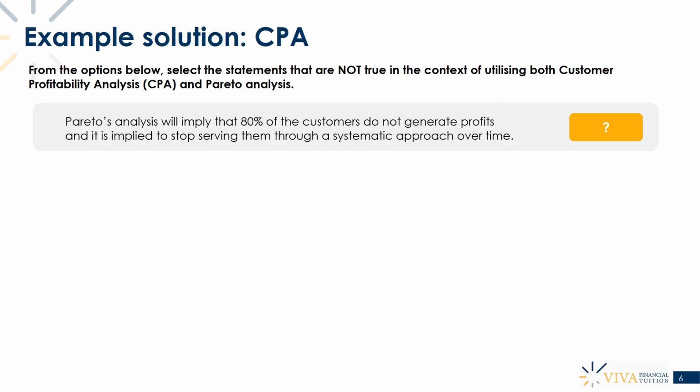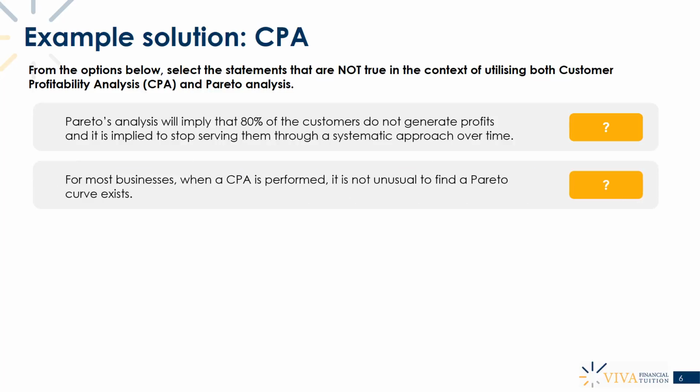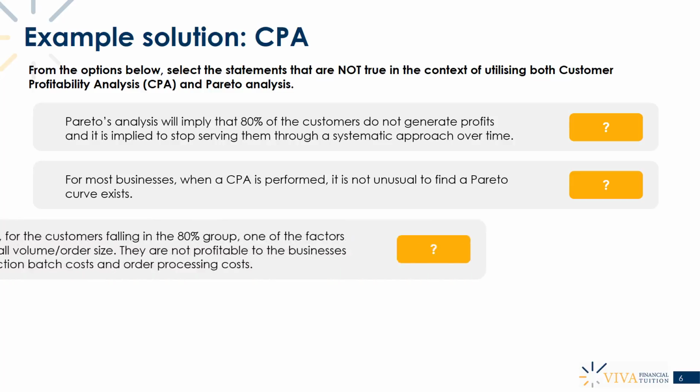The first one says, Pareto's analysis will imply that 80% of customers do not generate profits, and it is implied, therefore, to stop serving them through a systematic approach over time. The next one says, for most businesses, when a customer profitability analysis is performed, it is not unusual to find a Pareto curve exists. So it's not unusual to see that 80-20 rule in action.